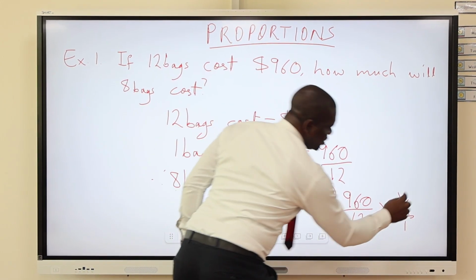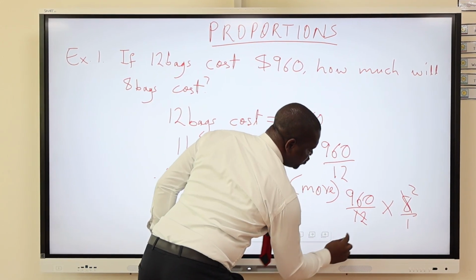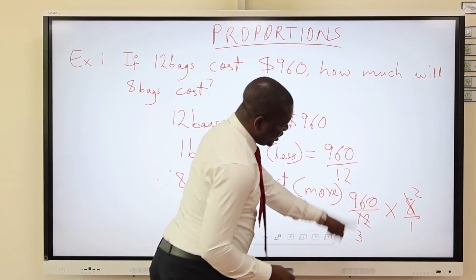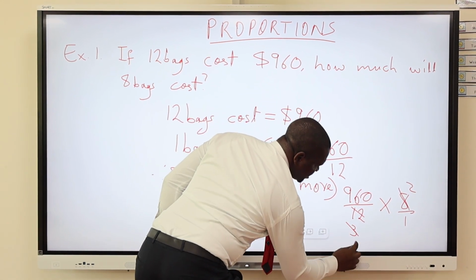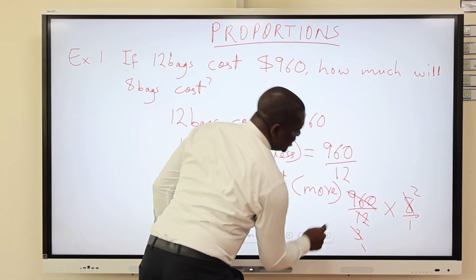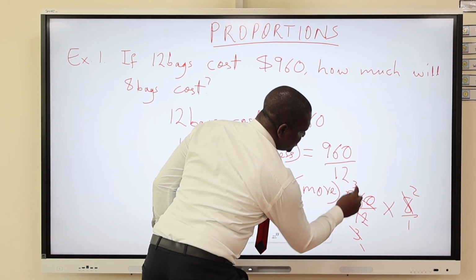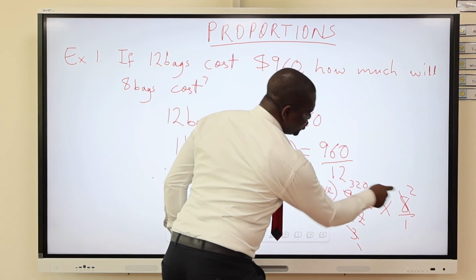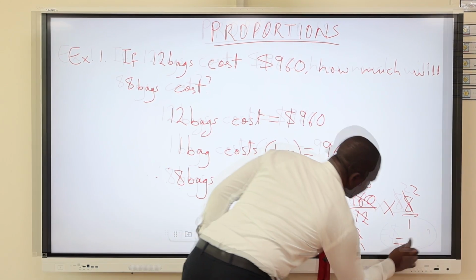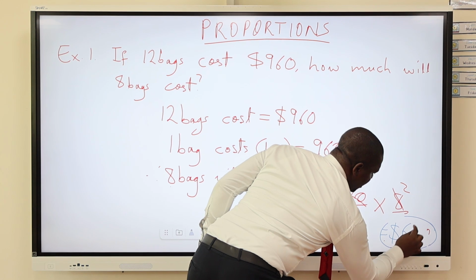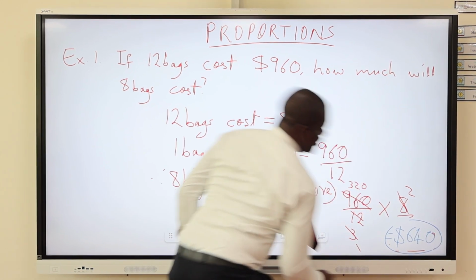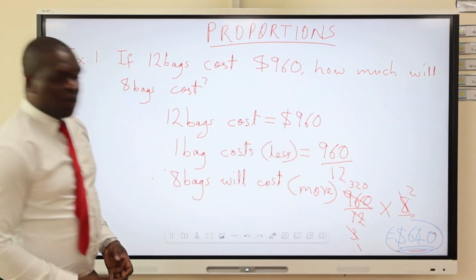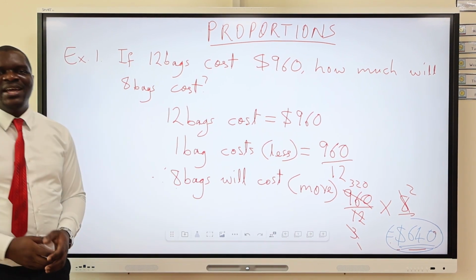4 can divide 8 2 times, and 4 can divide 12 3 times. I think 3 can divide here. 3 can divide itself 1 time, and 3 can divide 9 3 times, 6 2 times, and 0 follows here. So 320 times 2 is going to give us $640. This is what you do if you are given a question as such.